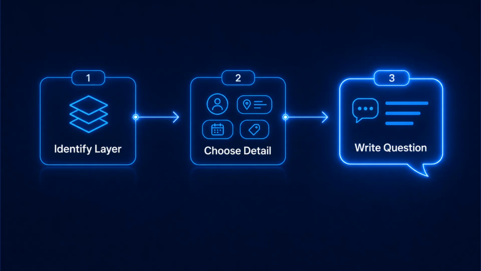Use a simple three-step move. First, identify the layer inside the sub-question. Second, decide what kind of lived detail you need. Third, write a question that invites that detail in participant-friendly language.